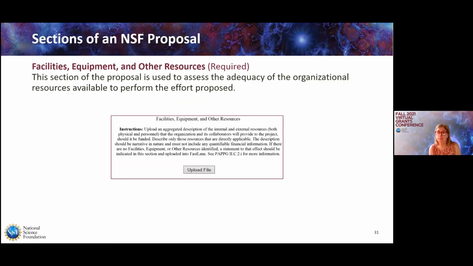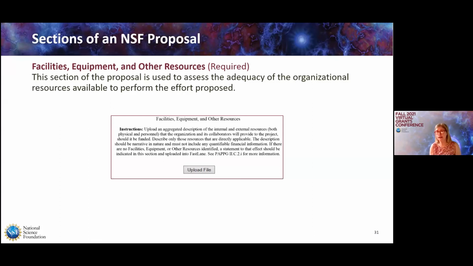The next section of the proposal that I'd like to talk about really goes hand in hand with the budget in terms of answering that question for reviewers. Are there adequate resources available to the PI, either at their home organization or their collaborators to carry out the proposed project? And it's an aggregated description of the internal and external resources that the organization and its collaborators will provide to the project should it be funded.